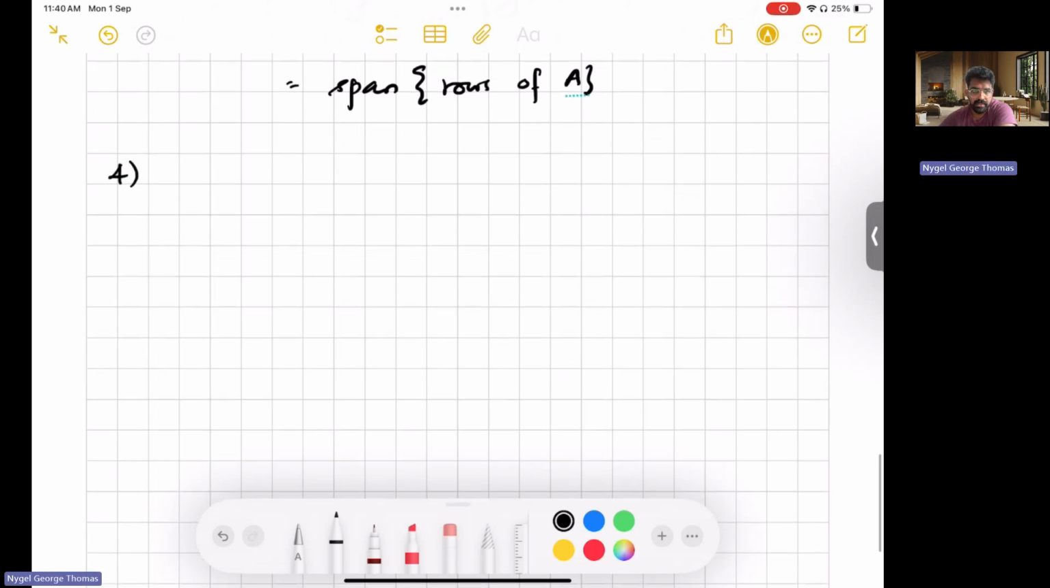Now let's look at the fourth fundamental subspace. It is called the left null space.